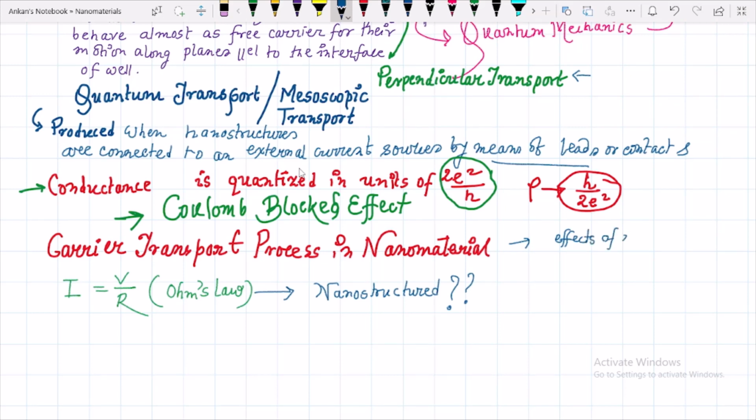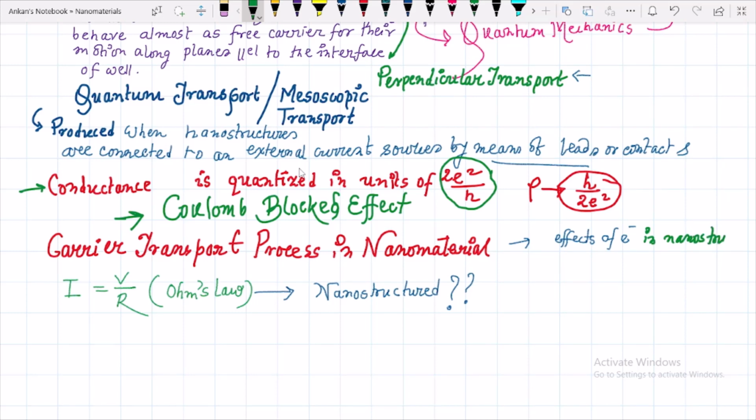Effects of electron inside the nanostructure, in nanostructure. The answer will come out at the end of this discussion. Okay, so till now hold your patience and listen to what I tell. So, effects of electron in the nanostructure.